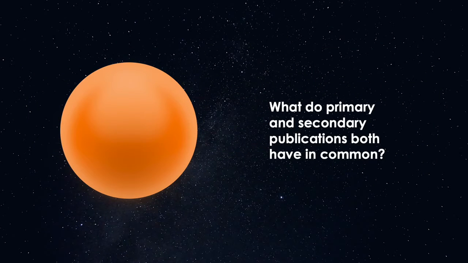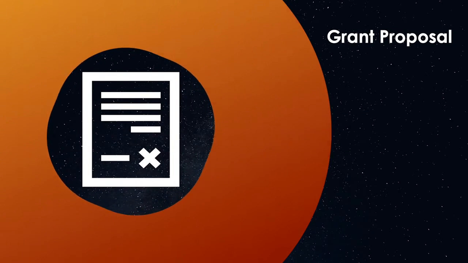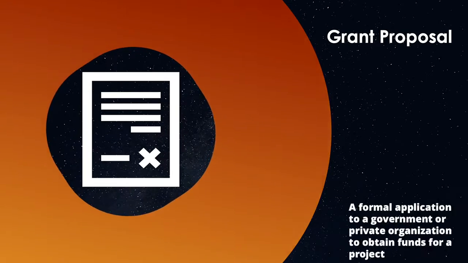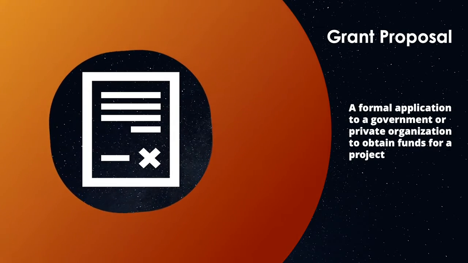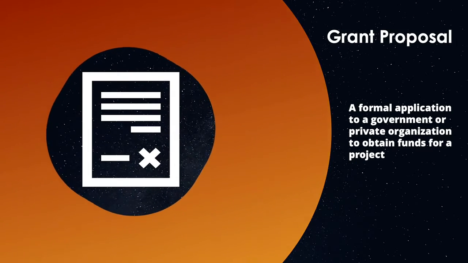So far we've spoken about the difference between a primary and a secondary publication, but what do they have in common? They both require money. To put it simply, research costs money, and this money is awarded in the form of grants. This brings us to the next type of scientific writing, which is a grant proposal. A grant proposal is a formal application to a government or private organization to obtain funds for a project.